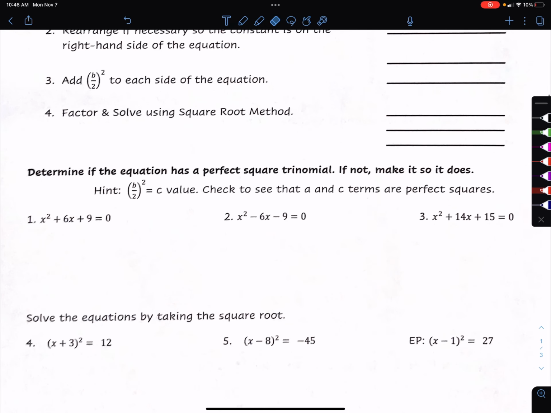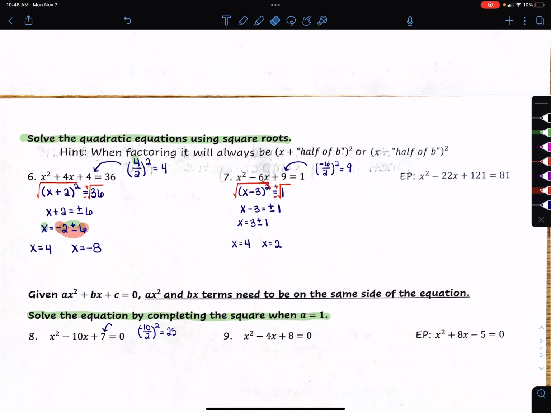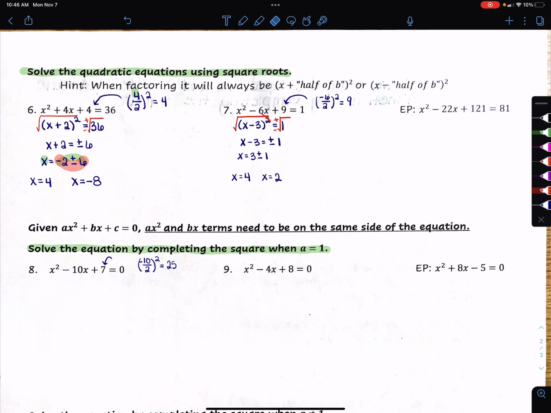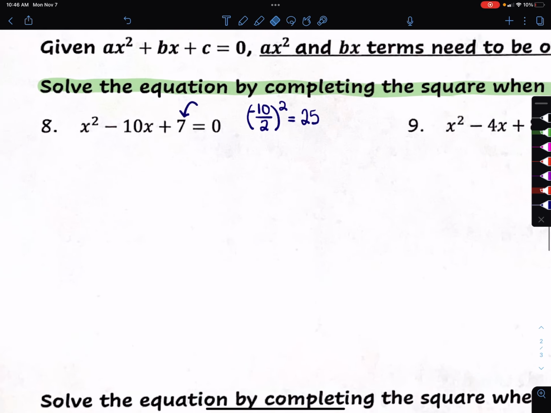So problem 8 is on the back side. I did not complete the front side of any of this since you guys did do it in class. Here is problem number 7 if you did not check your answer in class. All right, and then let's go on to problem 8.